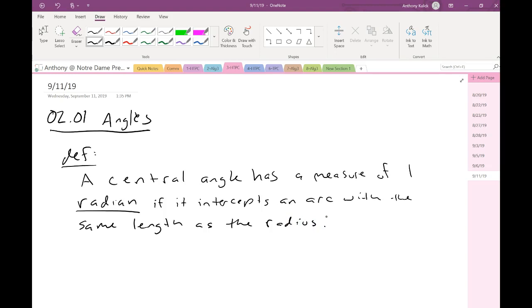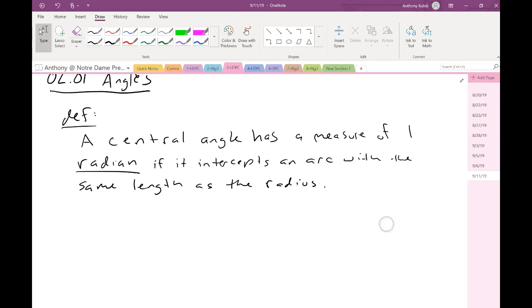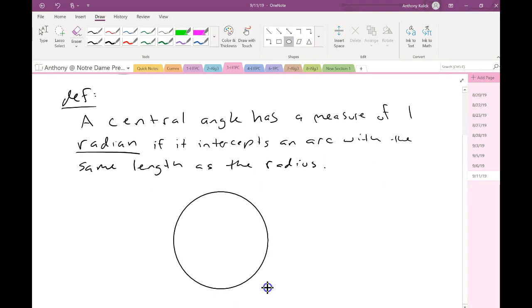So we say a central angle has a measure of 1 radian if it intercepts an arc with the same length as the radius. So this additional measurement that we're going to talk about for angles is called the radian. And the way that we've defined it is if we have a circle, when we say the central angle, we mean an angle whose vertex is at the center of the circle and whose arms intercept the exterior of the circle.